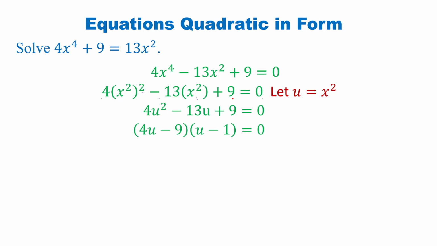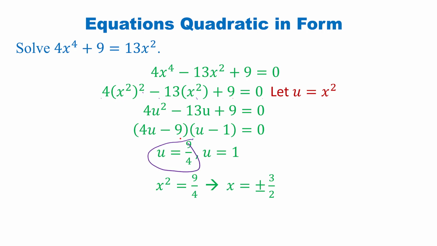And setting each of these factors equal to 0 to solve for u, we end up with u equals 9/4 or u equals 1 as solutions. But notice we're not trying to solve for u here. We're trying to solve for x. So I go to the next step where I replace u with x squared, so that I have x squared equals 9/4. And now remember, if x squared equals 9/4, x equals plus or minus the square root of 9/4, which gives us x equals plus or minus 3/2. So we have two solutions here.